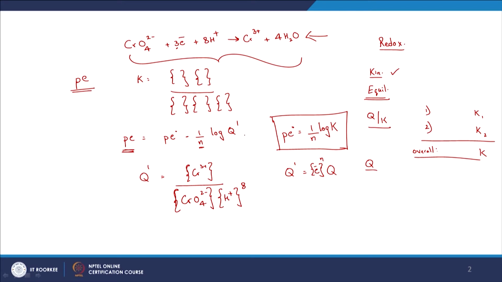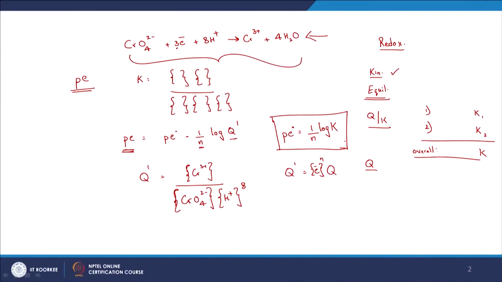So that is Q dash here, and we know what PE dash is, and from that we can obviously calculate PE, right. So again now we need to understand, I guess this is where we were at last time. So now we need to understand the significance of each of these variables that we have looked at. Obviously Q dash gives you an idea about the current state of the system, right. So we have PE equal to P naught minus 1 by n log Q dash, right.